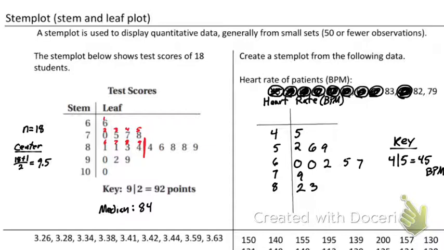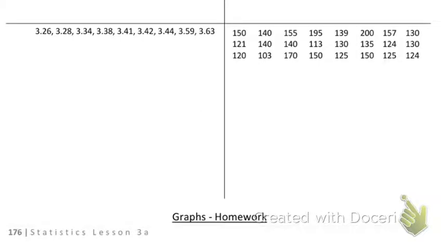A 3 would not make any sense. So let's look at that next example. We have 3.26, 3.28. If I just had a stem with 3, picture that. I would have 26, 28, 34, 38, 41, 42, 44, 50. There's no point in having a stem and leaf plot if I just have one line. That doesn't make any sense.